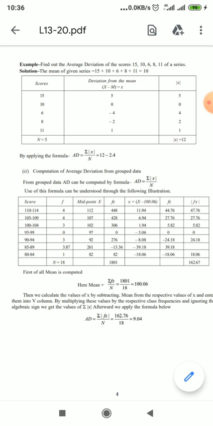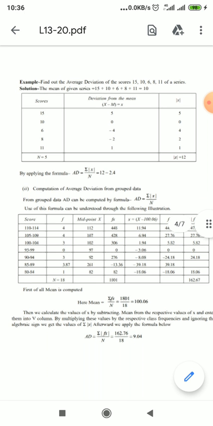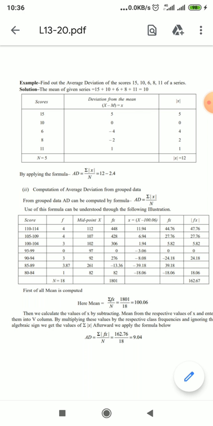After computation of mod x, we get the sum of the whole series, that is 5 plus 0 plus 4 plus 2 plus 1 is equal to 12. So finally we got the value of sigma mod x is equal to 12.